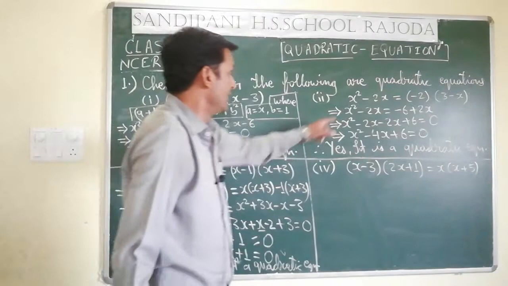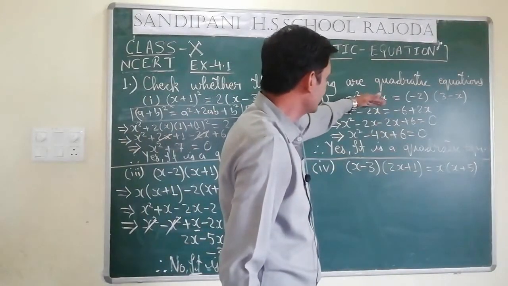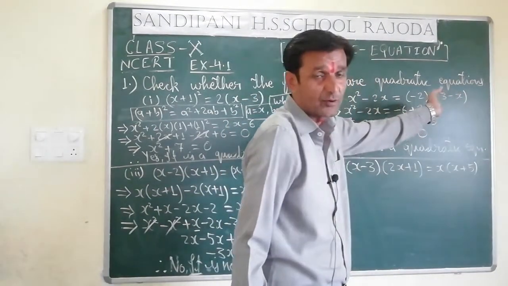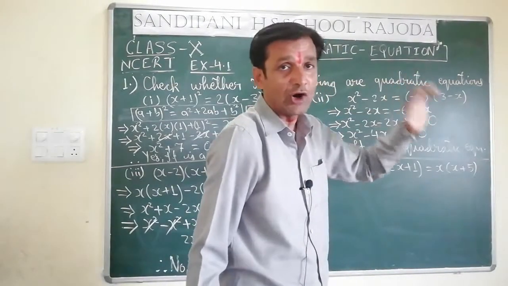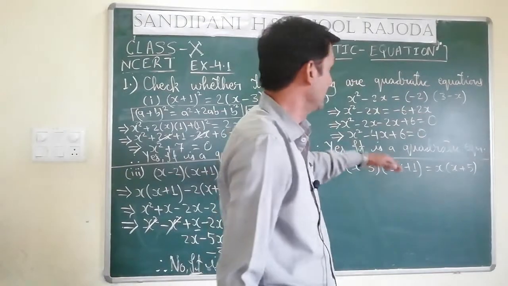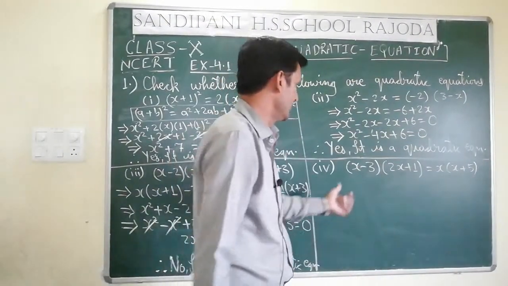Here, in this case, here x square term, here there is no x square term. So on transposing from RHS to LHS, that x square will not be cancelled. So directly we can say in this question also that it is a quadratic equation only, because x square term is not cancelled. Now we are doing this question.